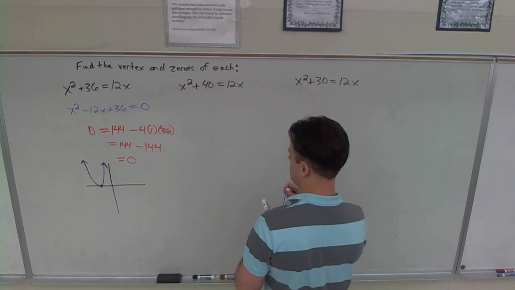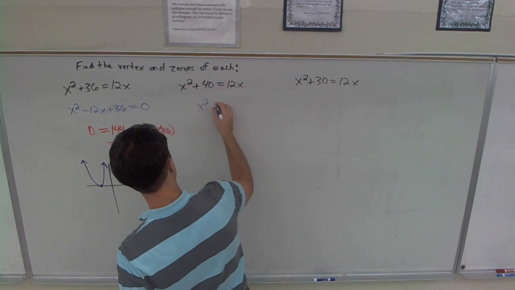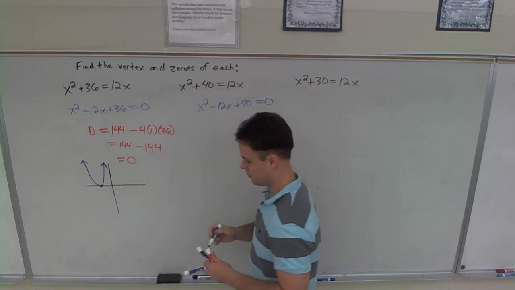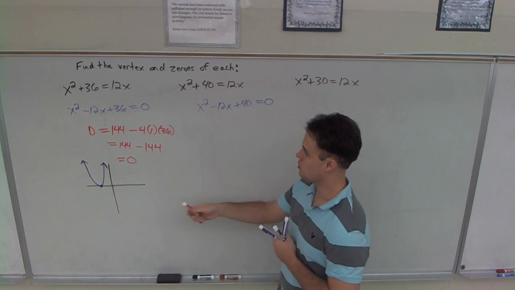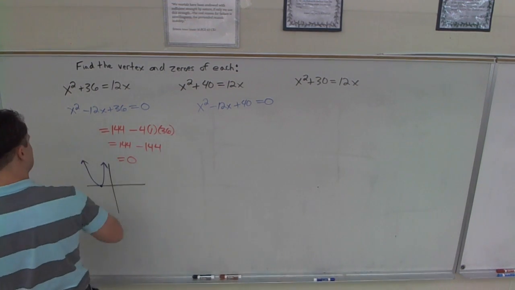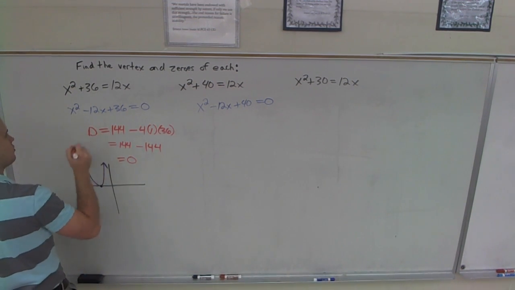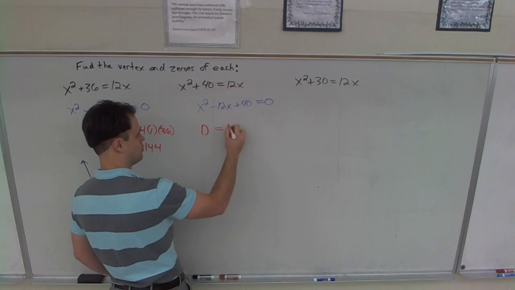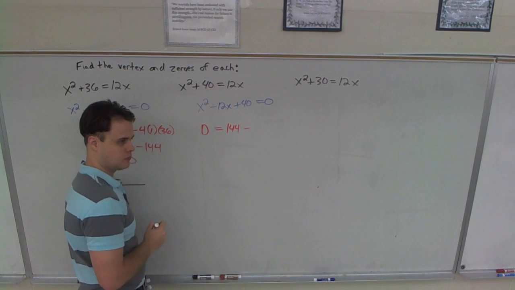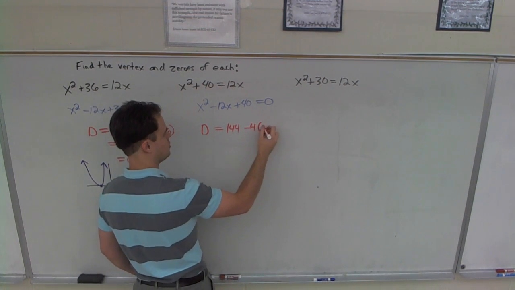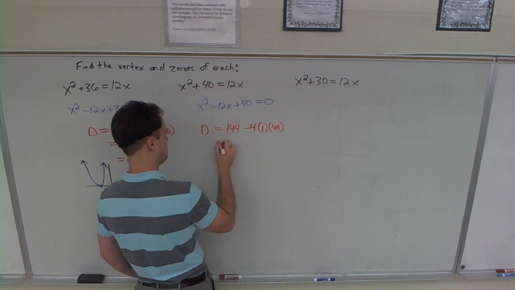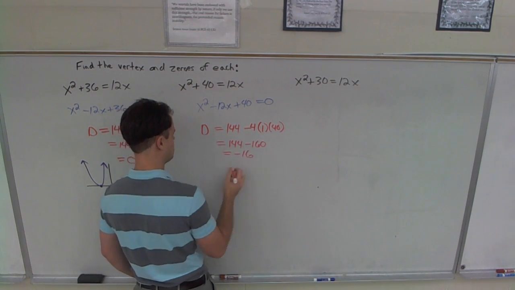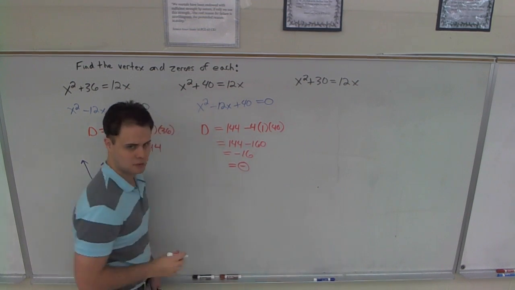Okay, so let's do the same thing on this one. So we're going to go x squared minus 12x plus 40. This time the discriminant, that's not a 0. Let me make that clear. That's a D for discriminant. Write it out if you want to. It's going to be 144 again, right? Minus 4 times 1 times 40. So this time it's minus 160. That's negative 16. So the discriminant is negative.